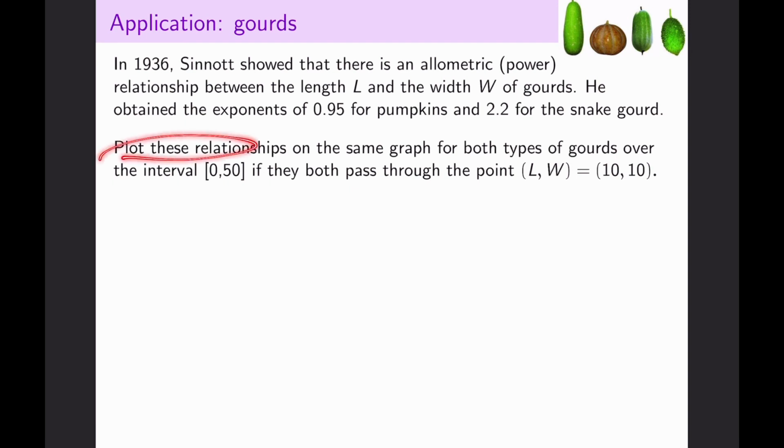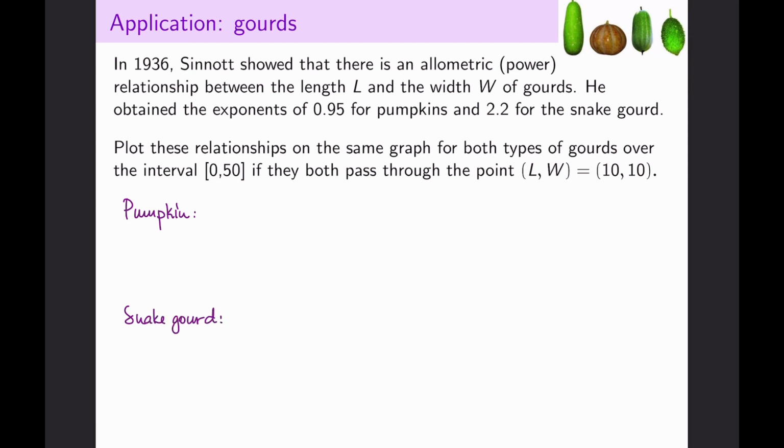Let's plot this relationship on the same axes and then figure out what the proportionality constants are, given that we know that they both go through this particular point of 10 for the length and 10 for the width. So first of all, before we actually sketch anything, let's just think about what that says in terms of pumpkin and in terms of snake gourd.